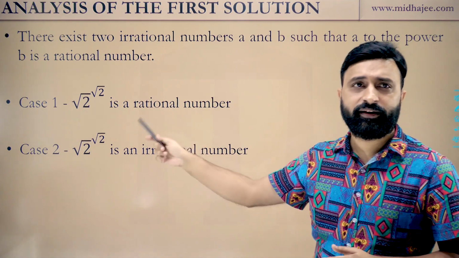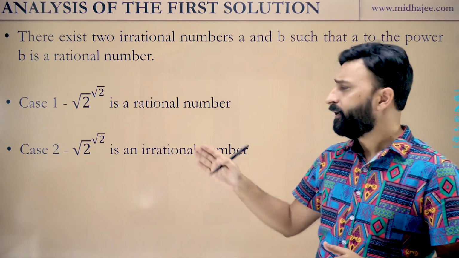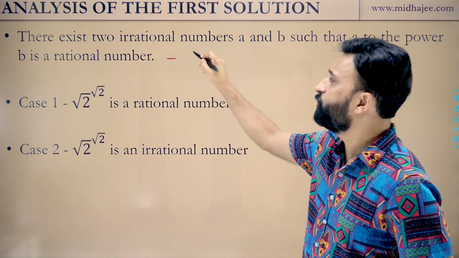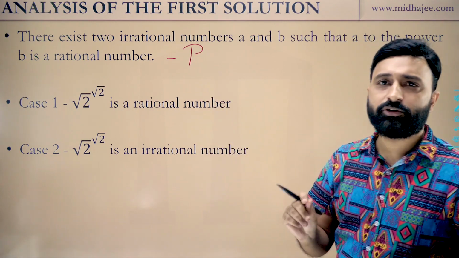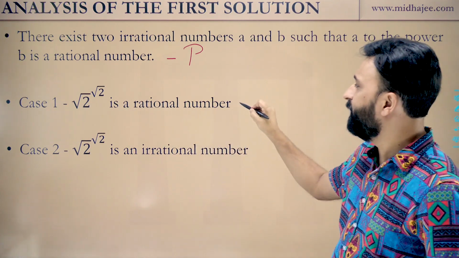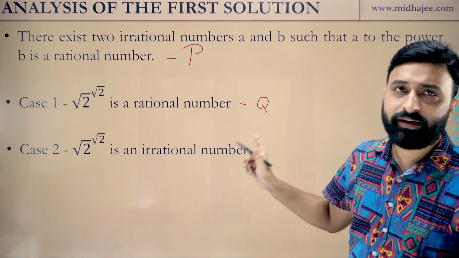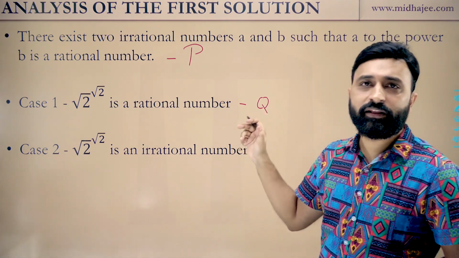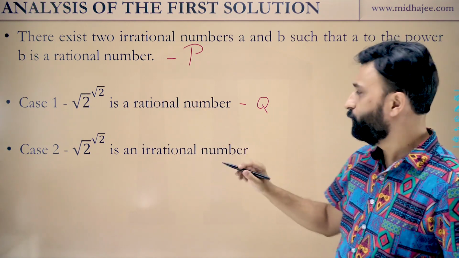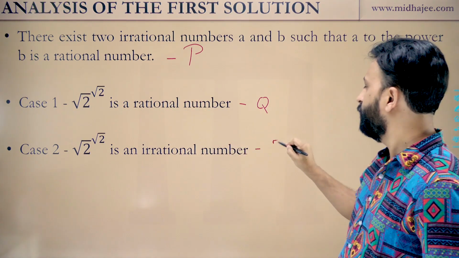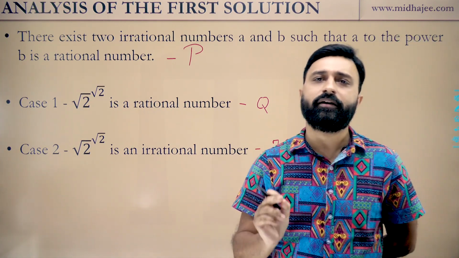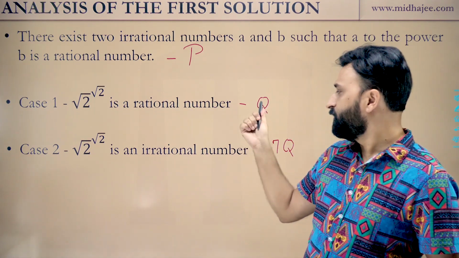There were two cases, right? Case 1 was that we assumed it is a rational number. Case 2 was that we assumed that it is an irrational number. So let's call this proposition P. And let's call this case statement Q. This is statement Q. Of course, if this is statement Q, what will be this? This will be not Q, because if this is true, this is not true. It means that this is given by not Q. So I'm using some notations from the mathematical reasoning chapter of grade 12. So if this is Q, this is not Q.